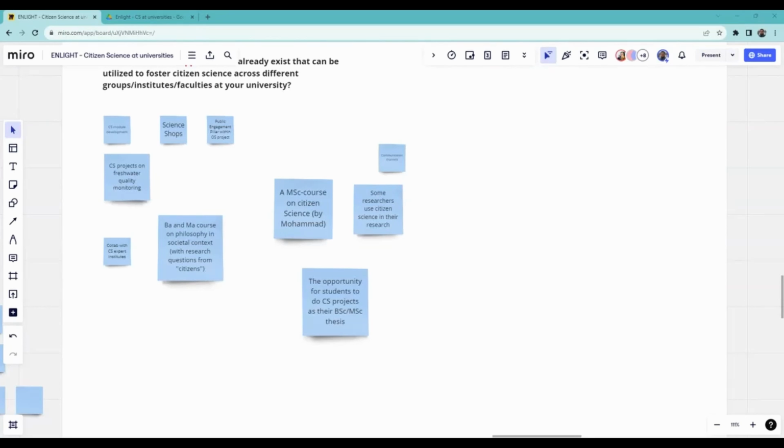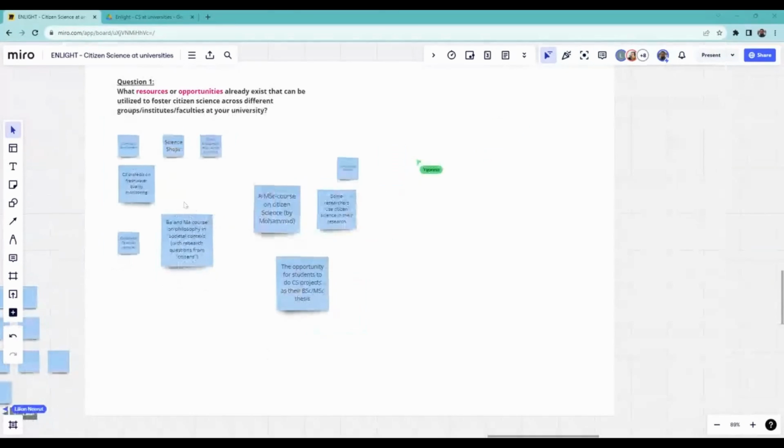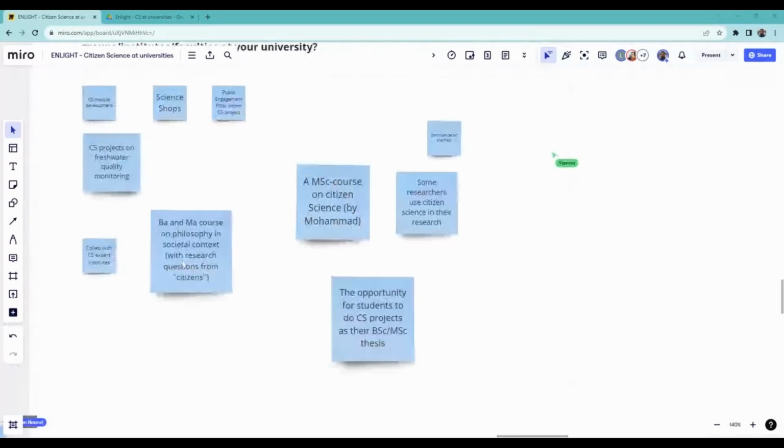I think there's a lot about the science shops, but it's also because it was a randomly assigned group with many people from Groningen. Okay, maybe a lucky or unlucky coincidence. Sorry for that, but we can go through the post-its perhaps after this session and try to find the links.